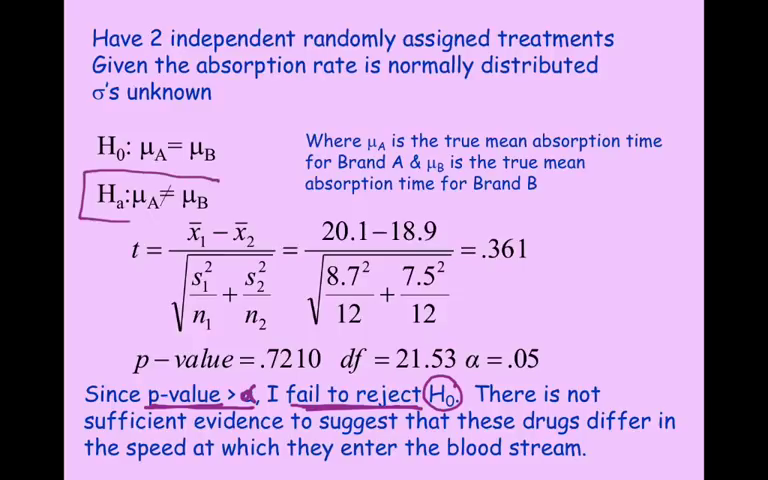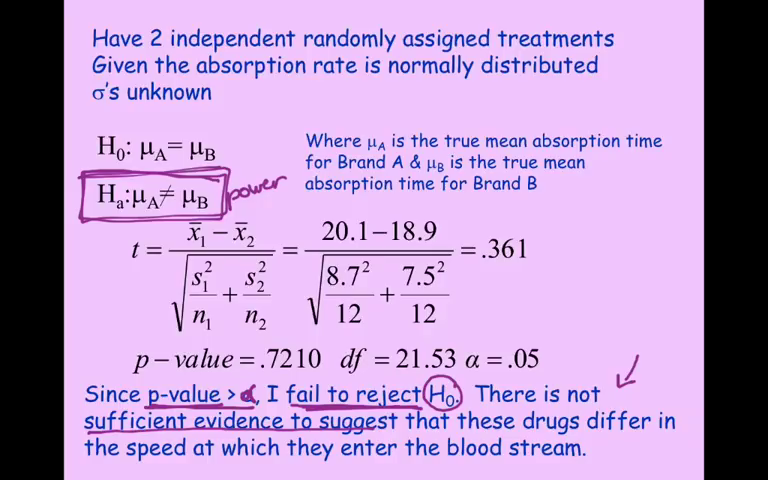We really believed that the alternative was true. That's why we carry out a hypothesis test. Remember, the power of our test is to correctly identify an alternative hypothesis that's true. So we also have to write our statement in terms of the alternative hypothesis in context. There is not enough evidence to suggest that these drugs differ in the speed with which they enter the bloodstream.